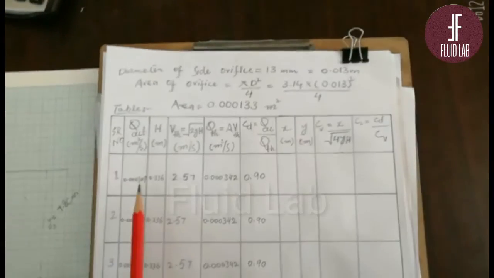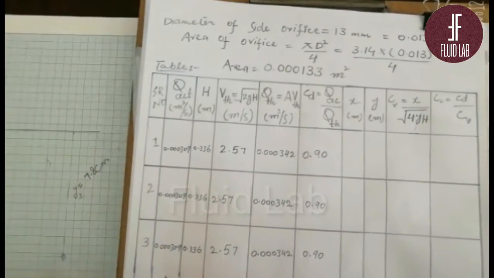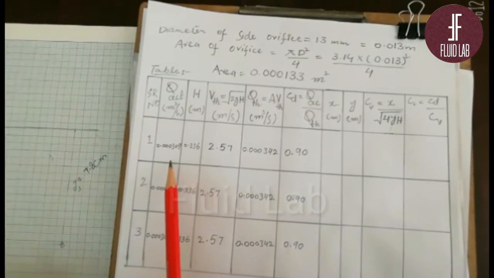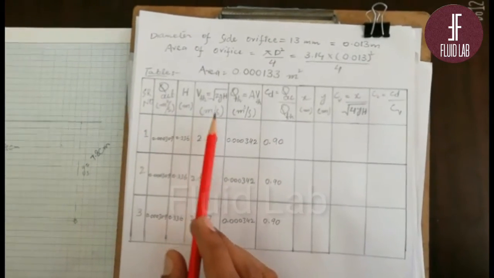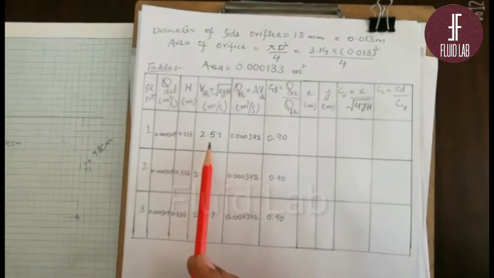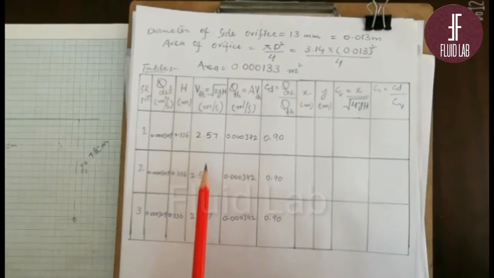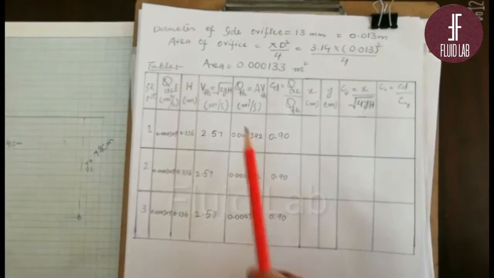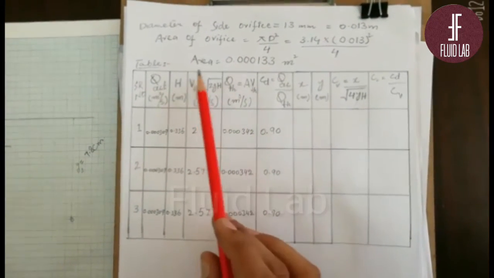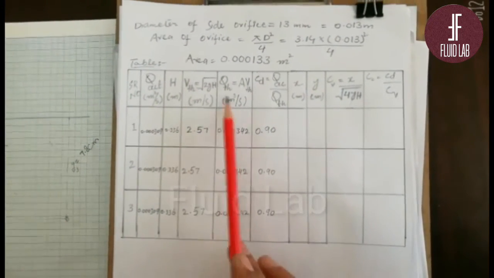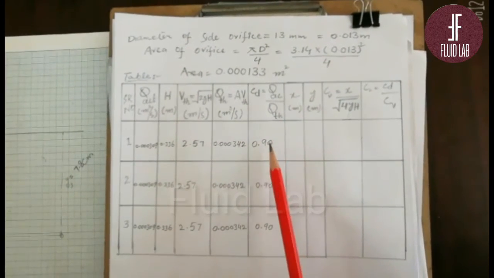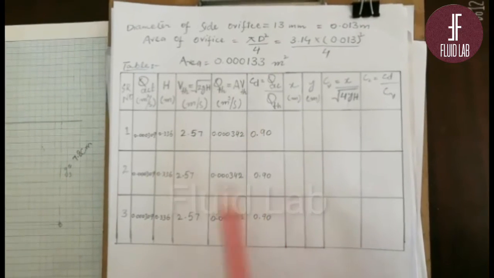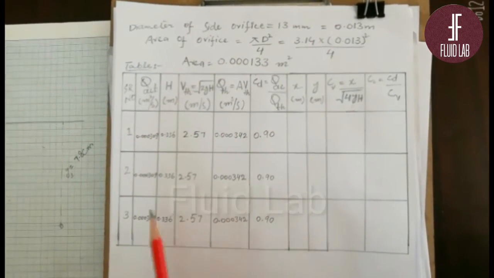So students, the first column of Q actual must be the same because we have performed our practical at one flow rate, and the other column is head of water, that will also be the same. We calculated our V theoretical as 2.57, that will also be the same because our Q actual is the same. So we calculated Q theoretical by using area and V theoretical. So Q theoretical must be the same, and now the coefficient of discharge is 0.90, that must be the same because our Q actual and Q theoretical readings are the same.